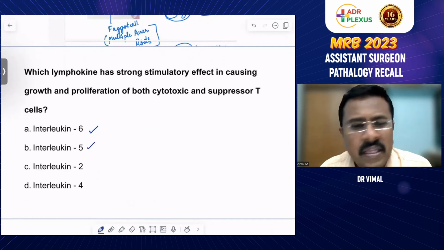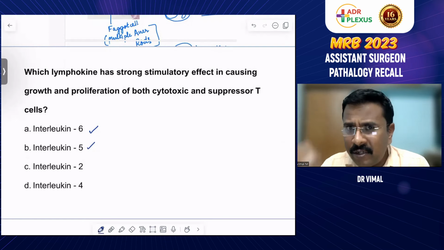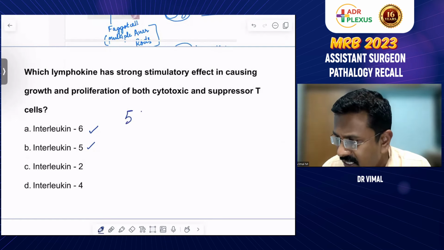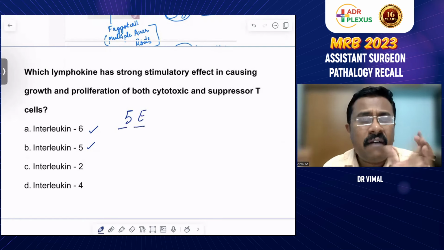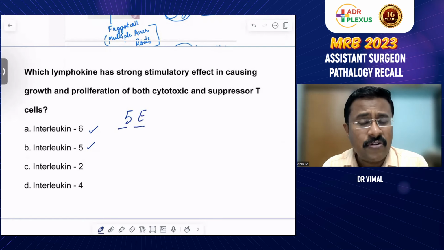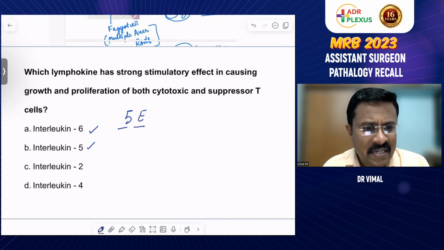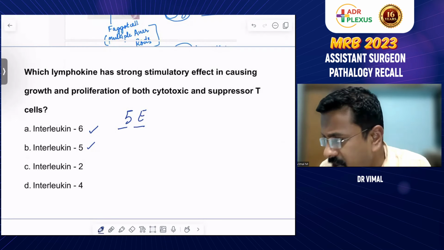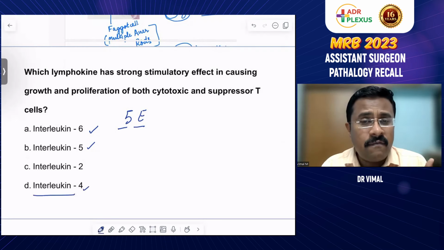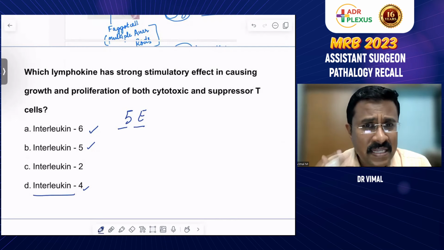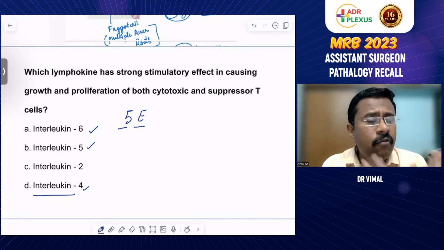Then what I told you to remember about interleukin 5: remember 5 for E. 5 looks like E. So interleukin 5 recruits the eosinophils in allergic responses, in asthma. When there are a lot of eosinophils, you need a lot of recruitment of eosinophils, and interleukin 5 plays a major role in this. And what I told you about interleukin 4, guys, is that interleukin 4 helps in the transition of a naive T cell into a CD4 helper T cell, that is the active T cell.